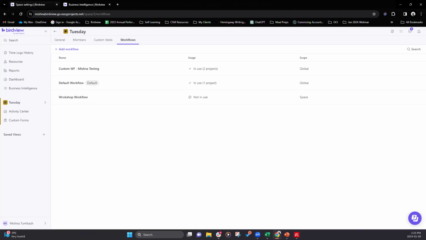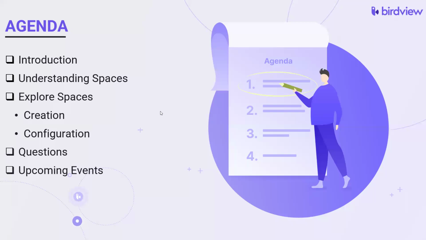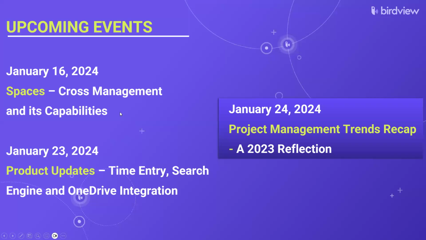Any other questions? Okay, excellent. So next we have our upcoming events. On January 16th, we are going to continue with our spaces, cross management, and we'll further dive into its capabilities. On the 23rd, in 2 weeks, we're going to review our product updates. These are all the updates that we have made since our last workshop back in the first week of December. And that includes time entry, search engine, as well as OneDrive integration.